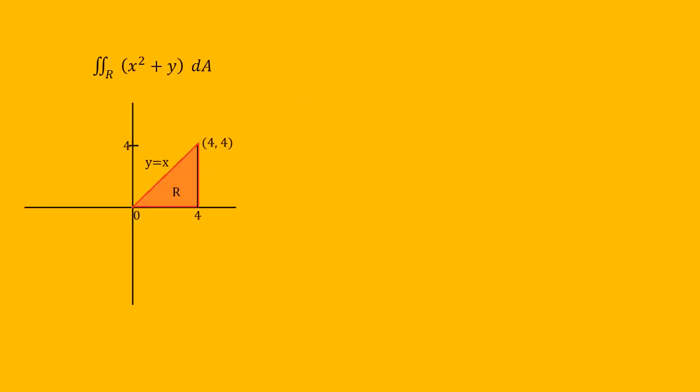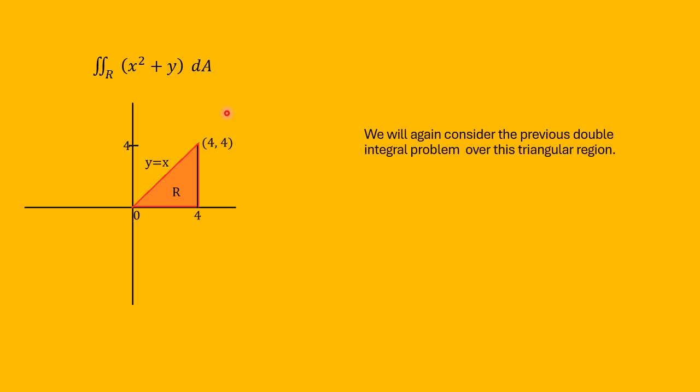So let's look at a previous problem that we considered. The integral over a region R of x squared plus y dA. Here are my x and y axes. R is this right triangle, where this is the origin for that vertex. X equals 4 has this other vertex, and this vertex is at the point (4, 4). What we're going to do is to evaluate this integral again.